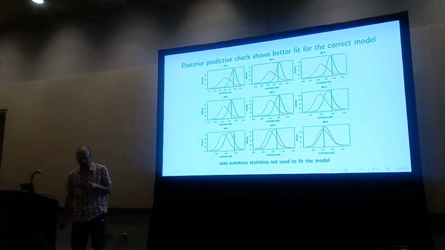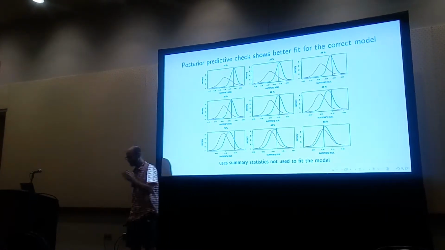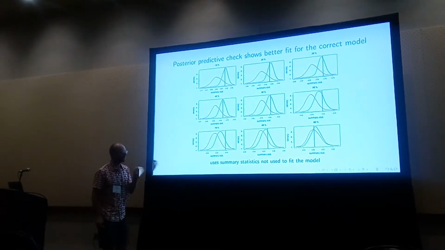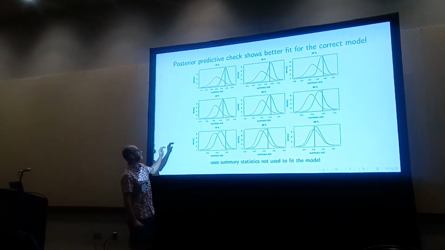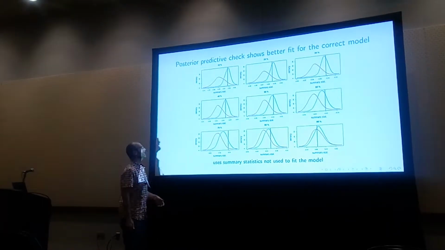So I'm going to use a different summary statistic that I didn't use to fit the model. Here I'm going to use the percentiles, 10th, 20th, 30th, up to 90th percentile of the change in the expected breeding value, or change in the polygenic score, and ask whether one of the models does a much better job of matching those than the other model. The answer is they do.